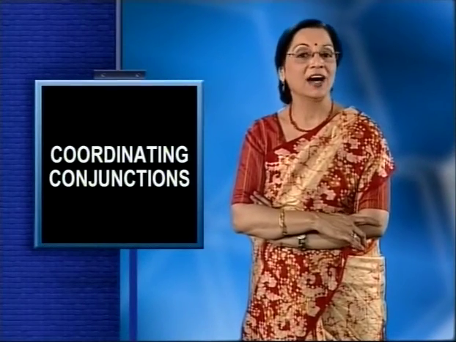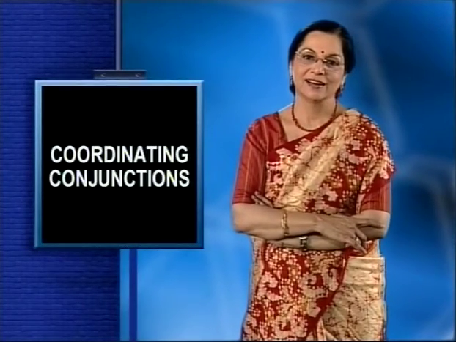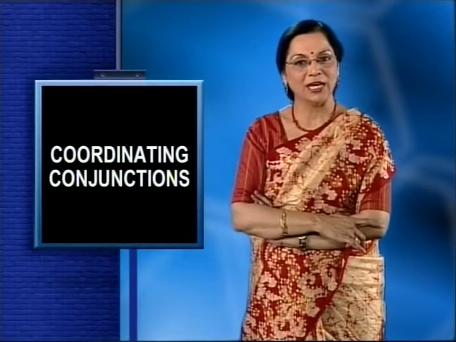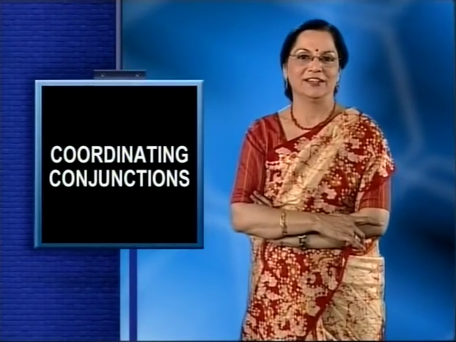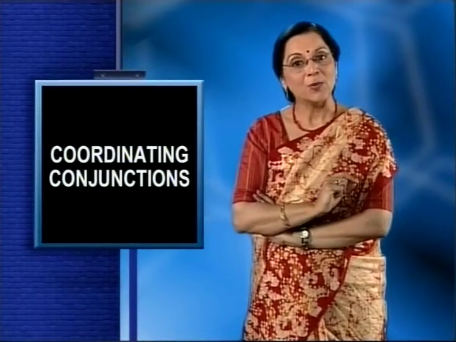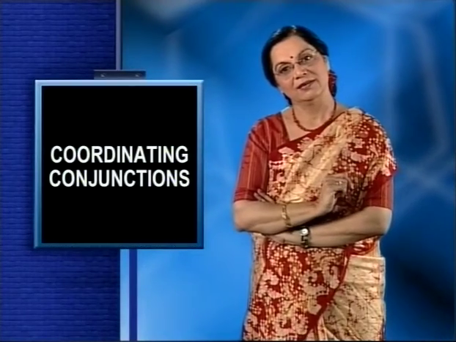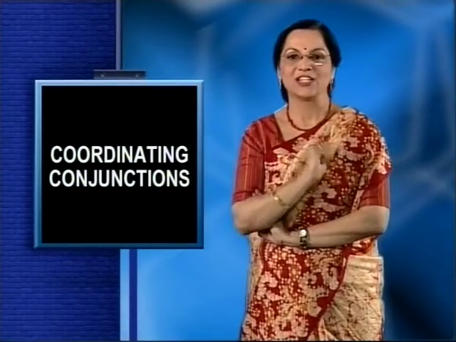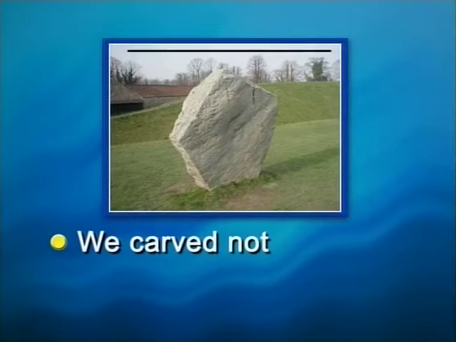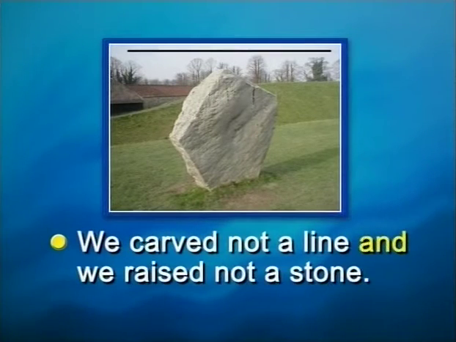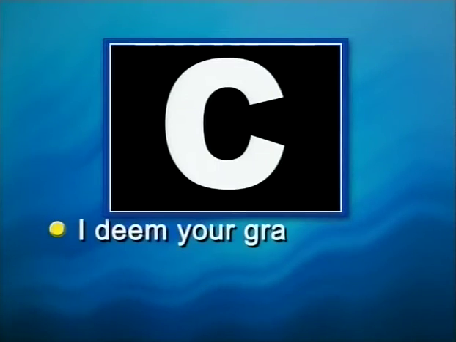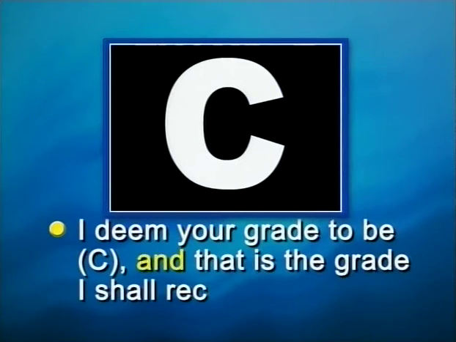Coordinating conjunctions are of 4 kinds. First is cumulative or copulative, which means to add one statement to another. Please look at the example flashed on the screen. We carved not a line and we raised not a stone. I deem your grade to be C, and that is the grade I shall record.